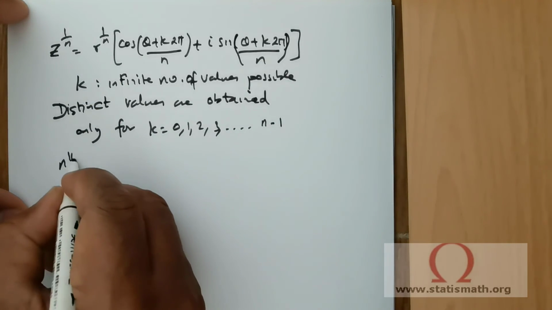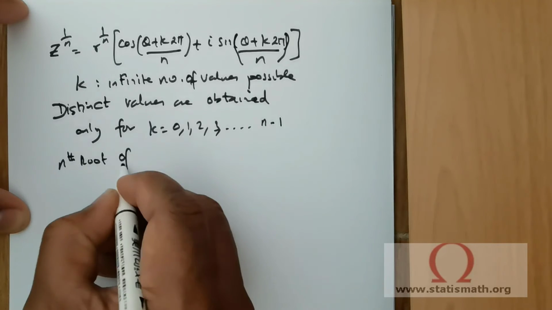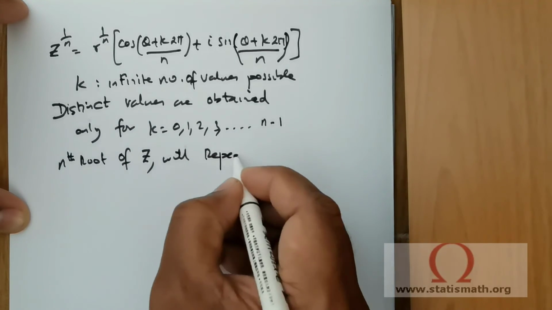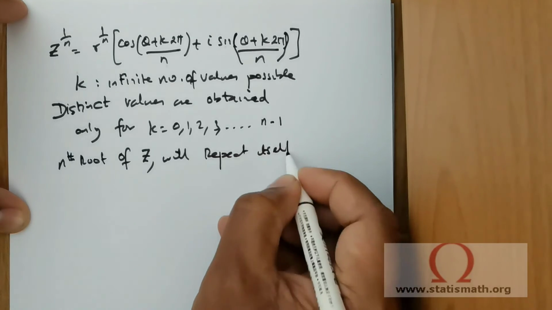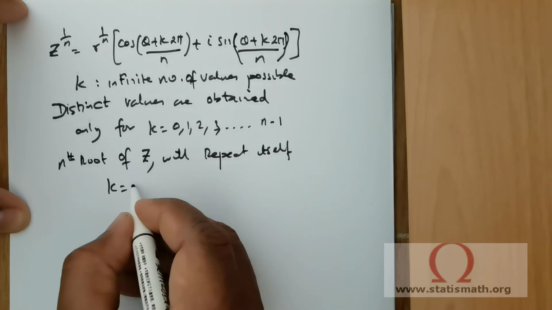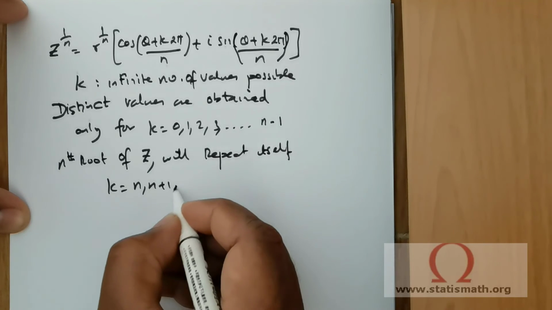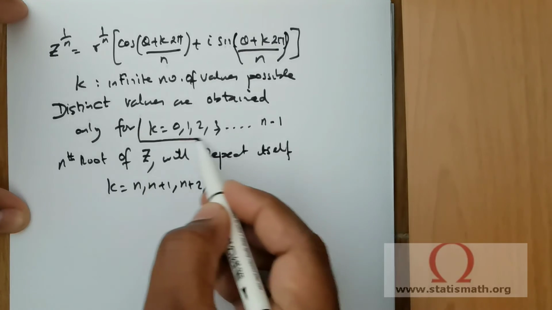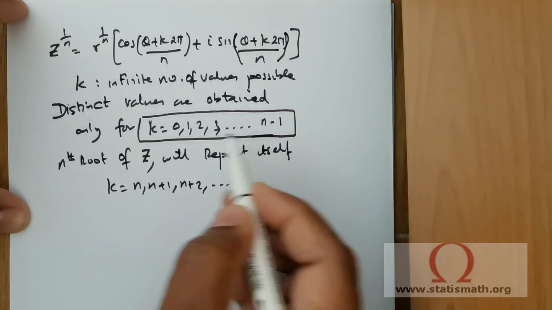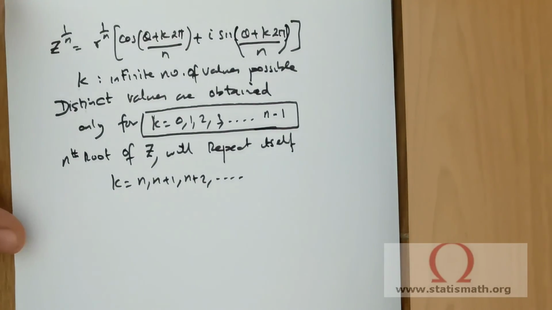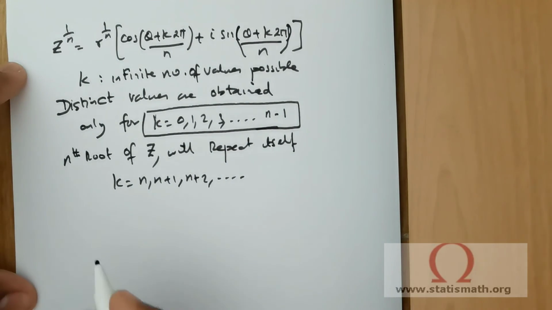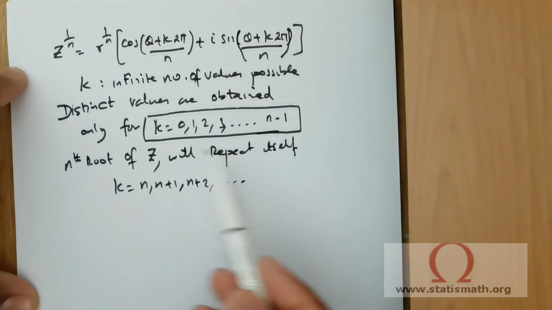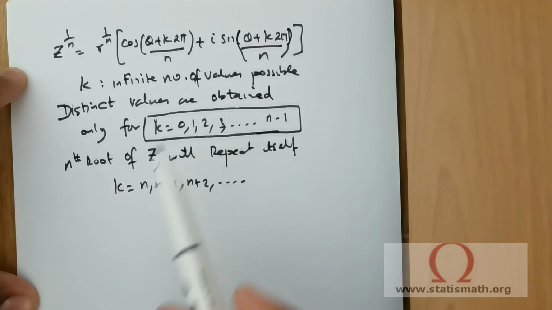The nth root of the complex number will repeat itself when k takes the values n plus 1, n plus 2, etc. So the values are unique only for these values of k, so have that in mind. That is very important. To conclude, I have written here k times 2 pi just to show you that the values of k are varying.